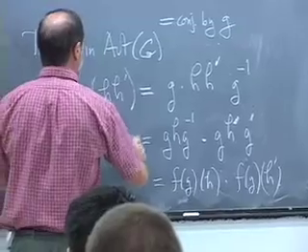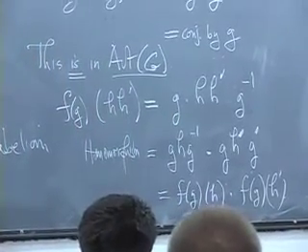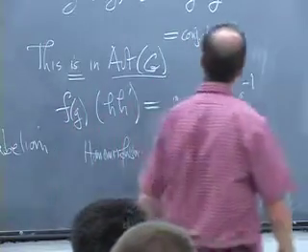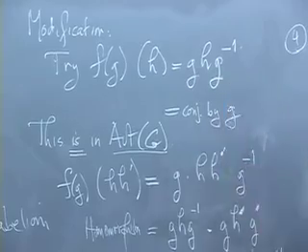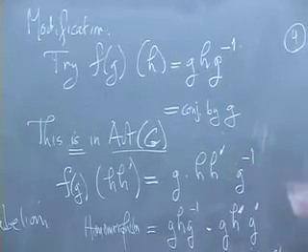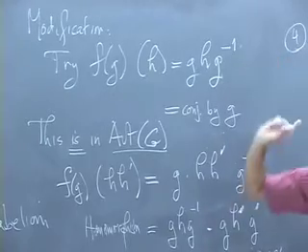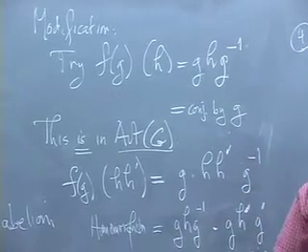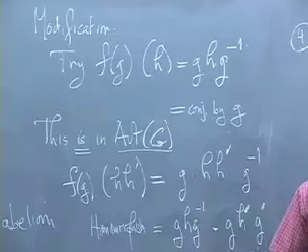To show it's an automorphism, we have to show it's one-to-one and onto. First of all, we have to show that every element in the group can be written in this way. And then we have to show that if ghg inverse is equal to gh'g inverse, then h is equal to h'. Are you willing to believe me on those two, or do you want me to do it? But you're right, those have to be checked.